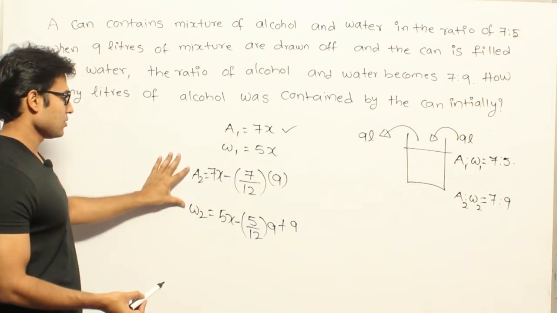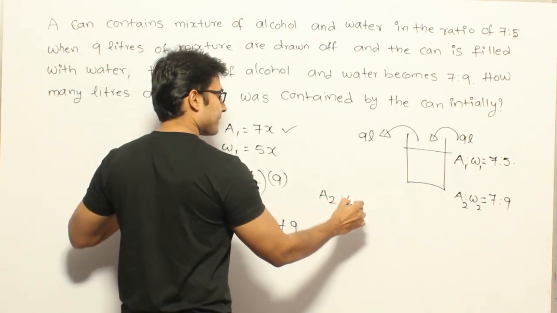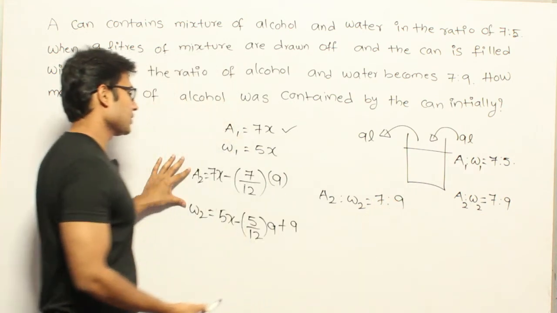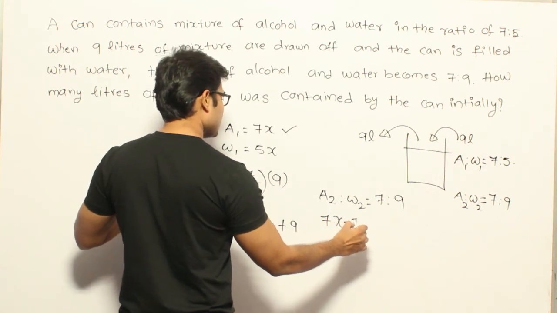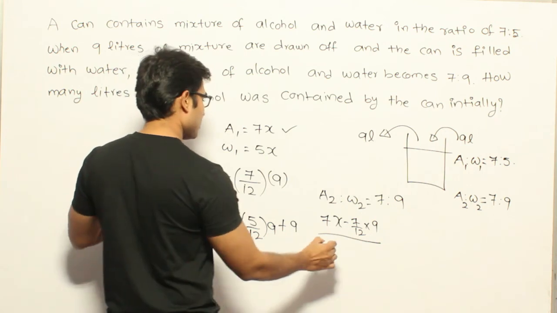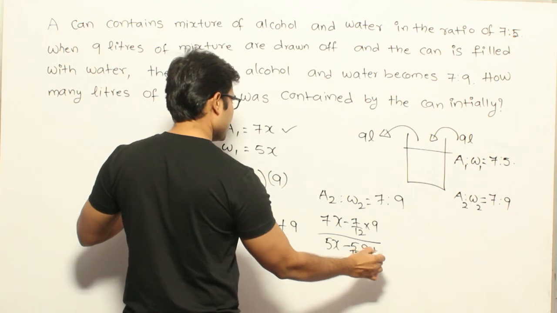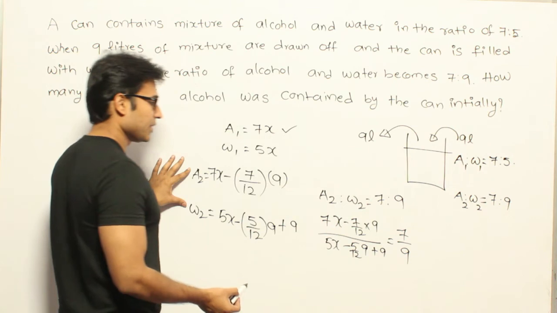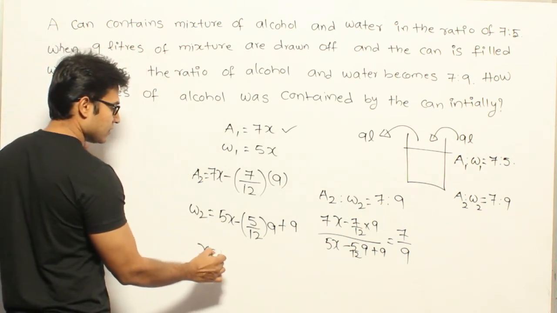So I have to find the ratio of these two. If I write A2 is to W2, finally alcohol to water is in the ratio of 7:9. So you will get (7x minus 7/12 into 9) divided by (5x minus 5/12 into 9 plus 9) equal to 7/9. Now you just cross multiply it and find out the value of x. If you solve it, you are going to get x equal to 3.